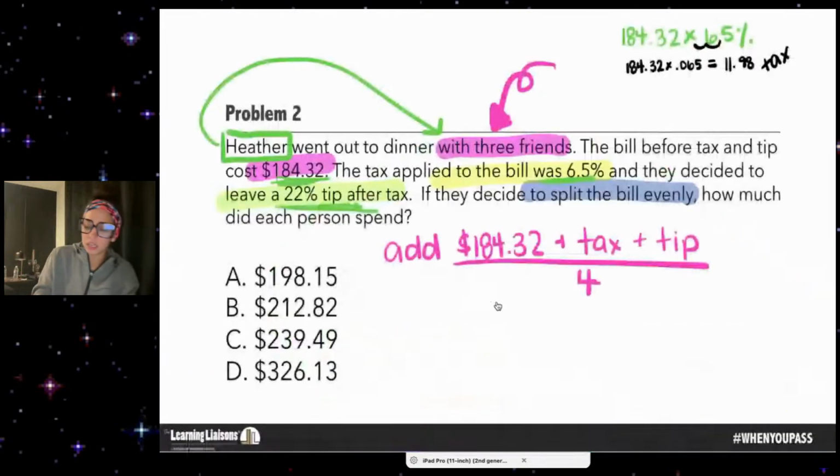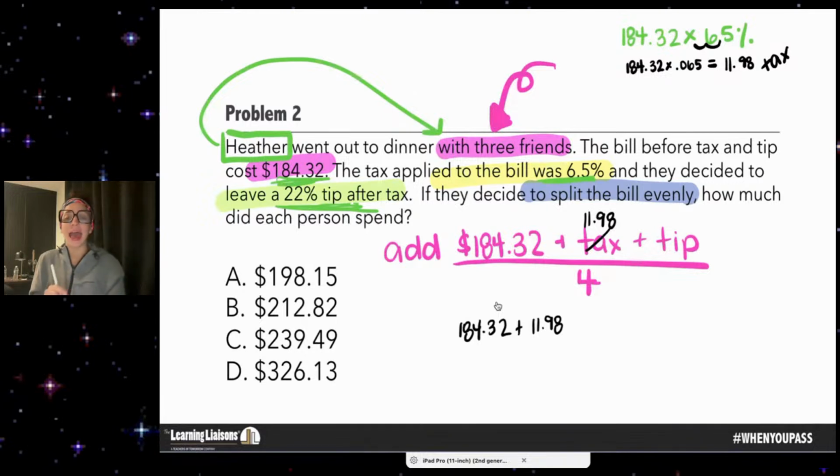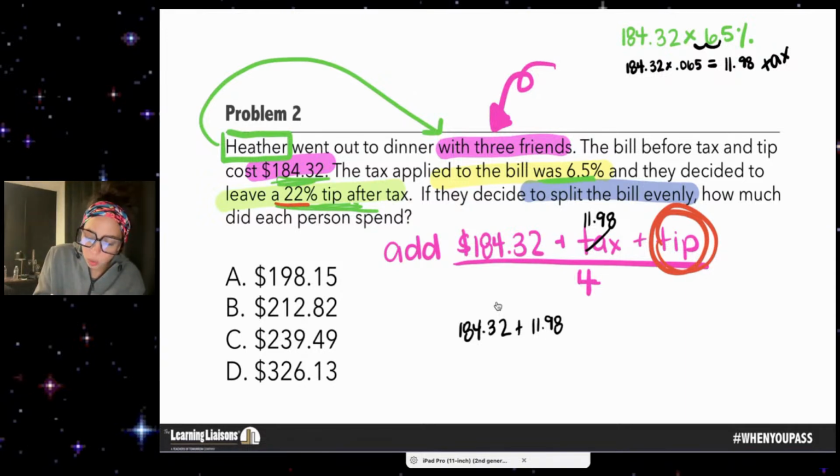So I'm going to add that to my total. So 184.32 plus 11.98. Now I need to add that before I calculate this tip, because it says they decided to leave, this is important, they decided to leave a 22% tip after tax. They decided to leave a 22% tip after tax. So I have to do the tax first and then my tip.